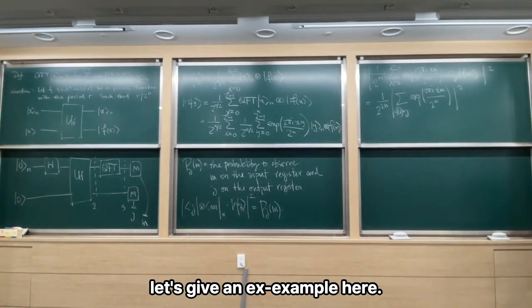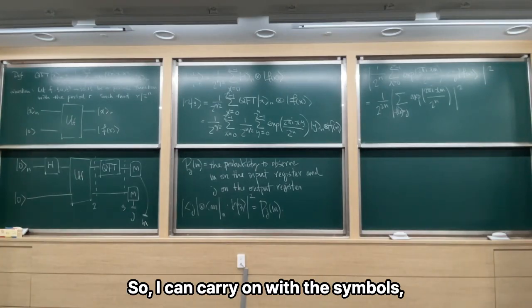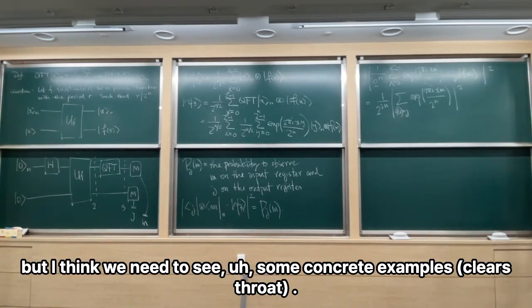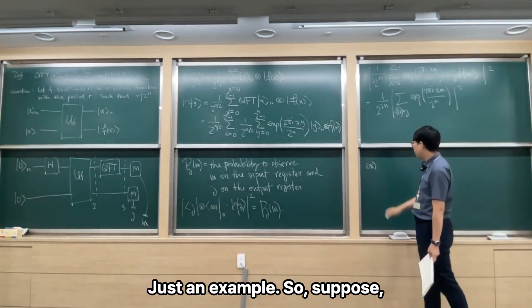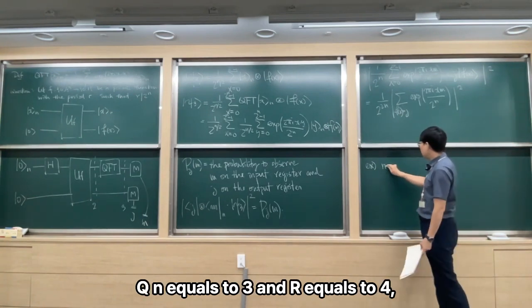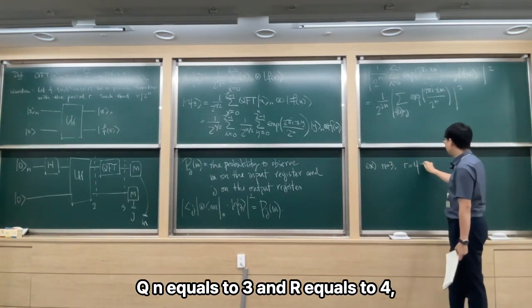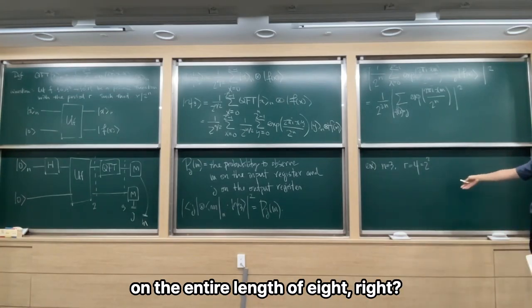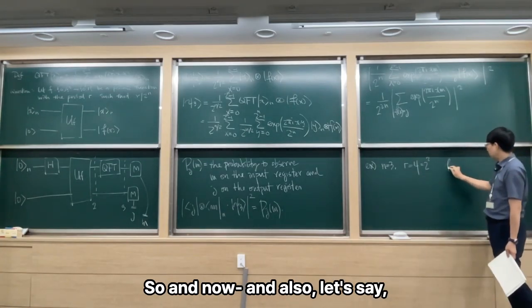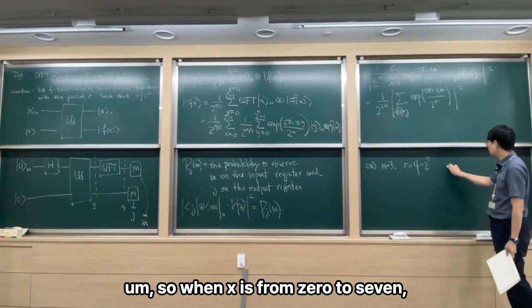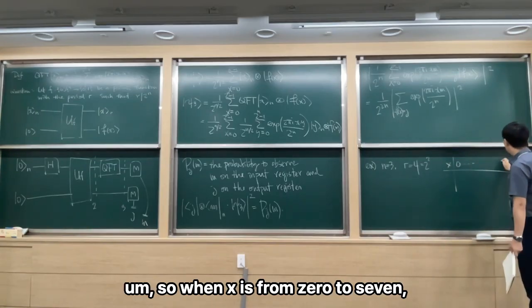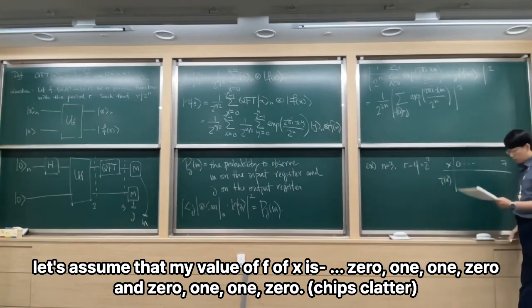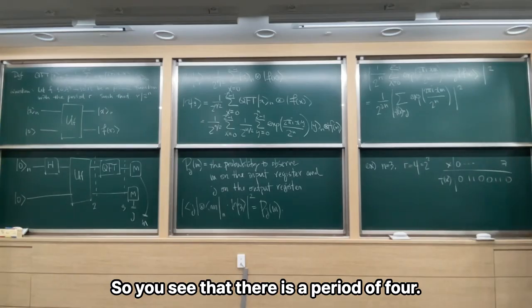So at this moment, let's give an example here. I can carry on with the symbols, but I think we need to see some concrete examples. Suppose that I have n equals 3 and r equals 4, which is 2 to the second. So we have a period of 4 on the entire length of 8, right? And let's say when x is from 0 to 7, my values of f of x are 0, 1, 1, 0, and 0, 1, 1, 0. So you see that there is a period of 4.